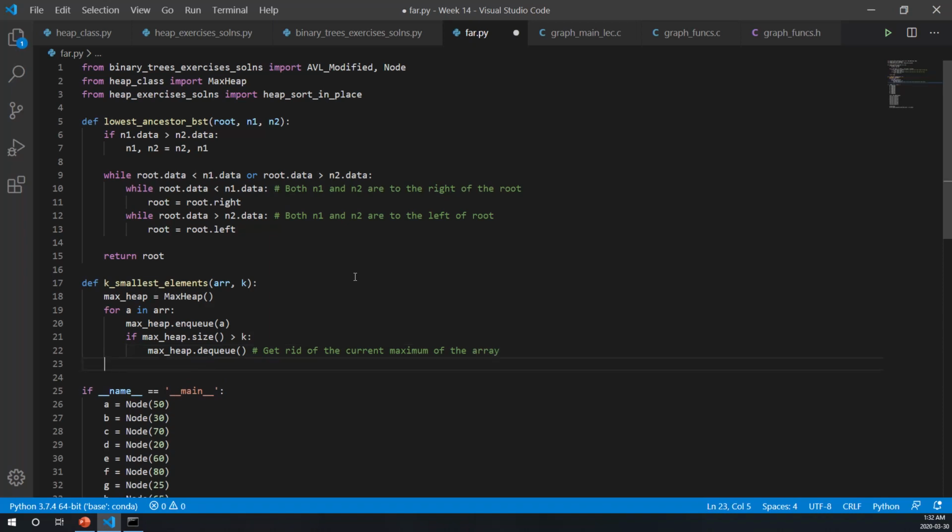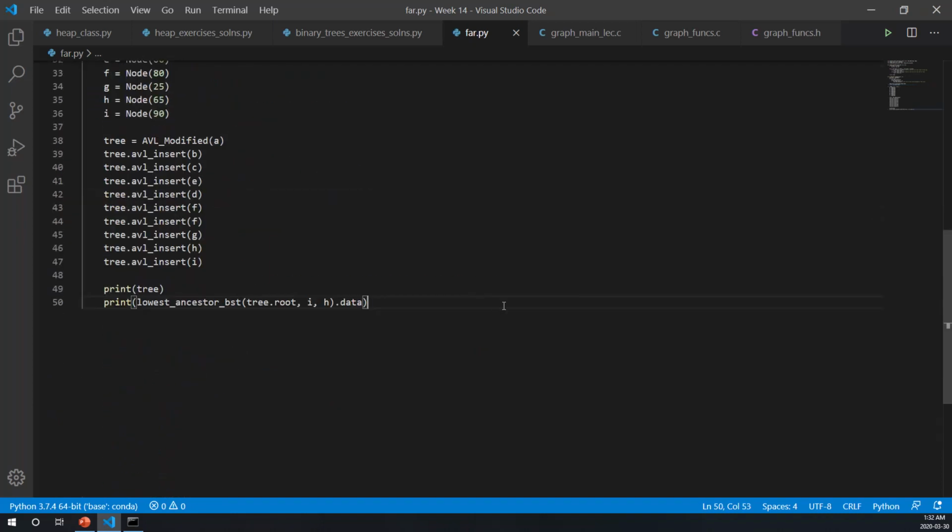Now if I keep on doing that, I'm going to reach the end of the array, and my max heap should have all k smallest elements. So the final step is just to do a quick heap sort in place on my max heap. Specifically, it's going to be on the heap attribute of my max heap object. So that should do it. I can just return my newly sorted heap, and that should work out.